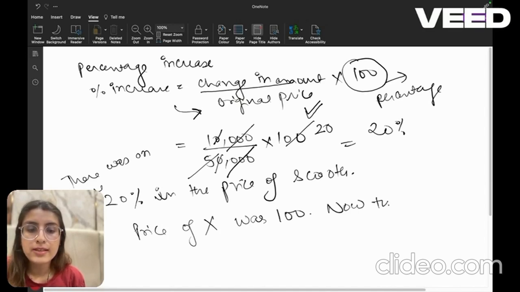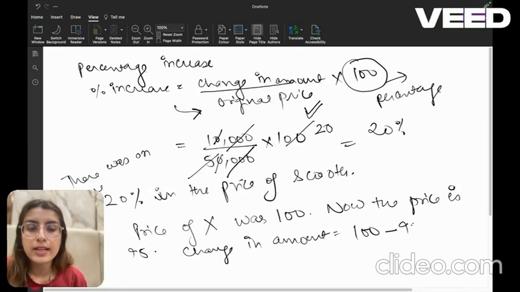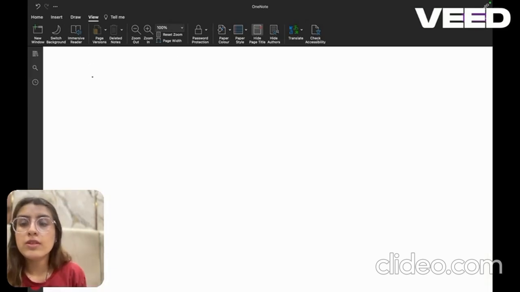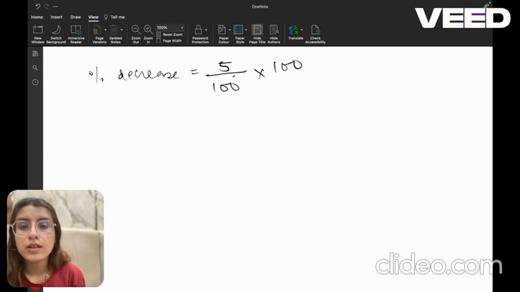Now the price is 95. So we can calculate the change in amount. Change in amount will be 100 minus 95, which will be 5. We will use the same formula for the percentage decrease. We will put the change in amount as numerator upon original price, original price was 100, into 100. So 100 will be cancelled. So there was a decrease of 5% in the price of commodity X.